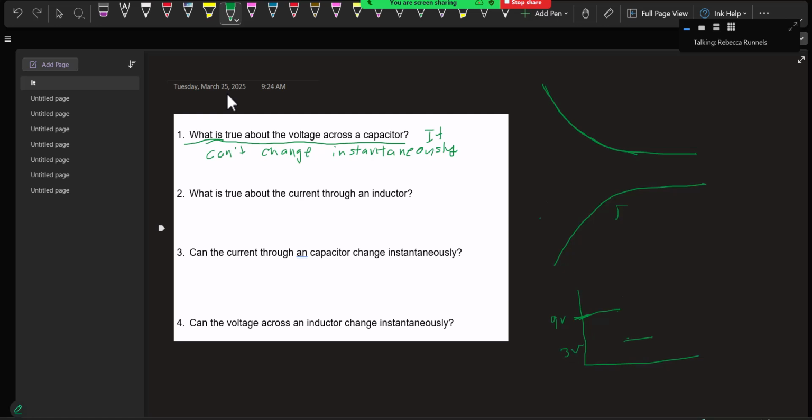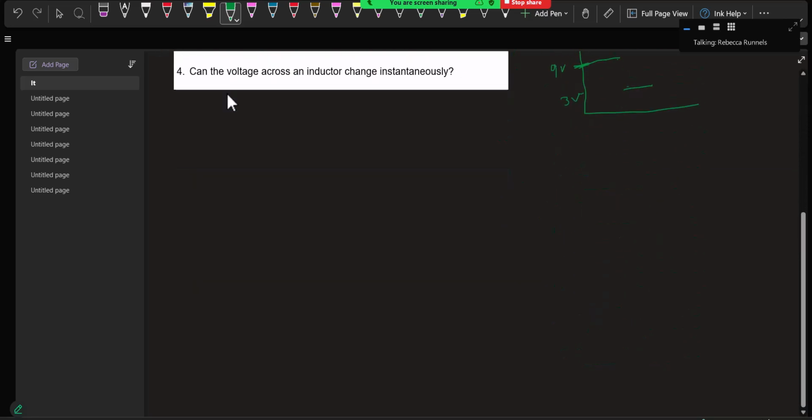So now you probably know the answer I'm looking for: the current through an inductor. Same thing? Yep, same thing. It can't change instantaneously. So for instance, let's say I had a battery and a switch and an inductor and a resistor. So right now, clearly, what's the current through the inductor in this circuit? It's 0.